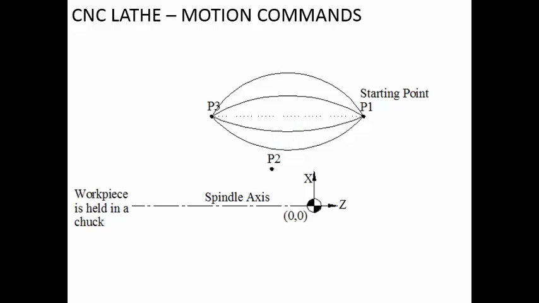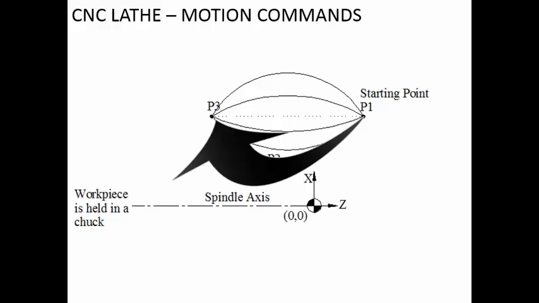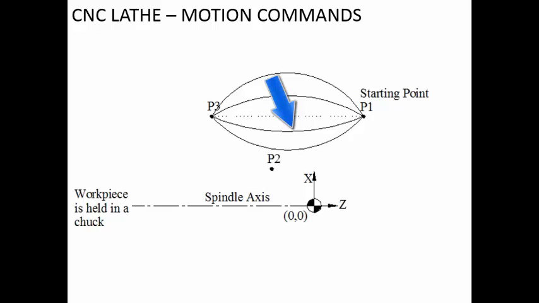From P1 to P3, for this particular curve, the center will be somewhere over here. So if you are moving to reach the point P3 along the curve, then it will be the clockwise direction. So this curve will be the clockwise direction of movement, and this curve will be the counterclockwise direction of motion. Same is the case for this one. If you want to move from P1 to P3 along this curve, then it will be the counterclockwise direction.